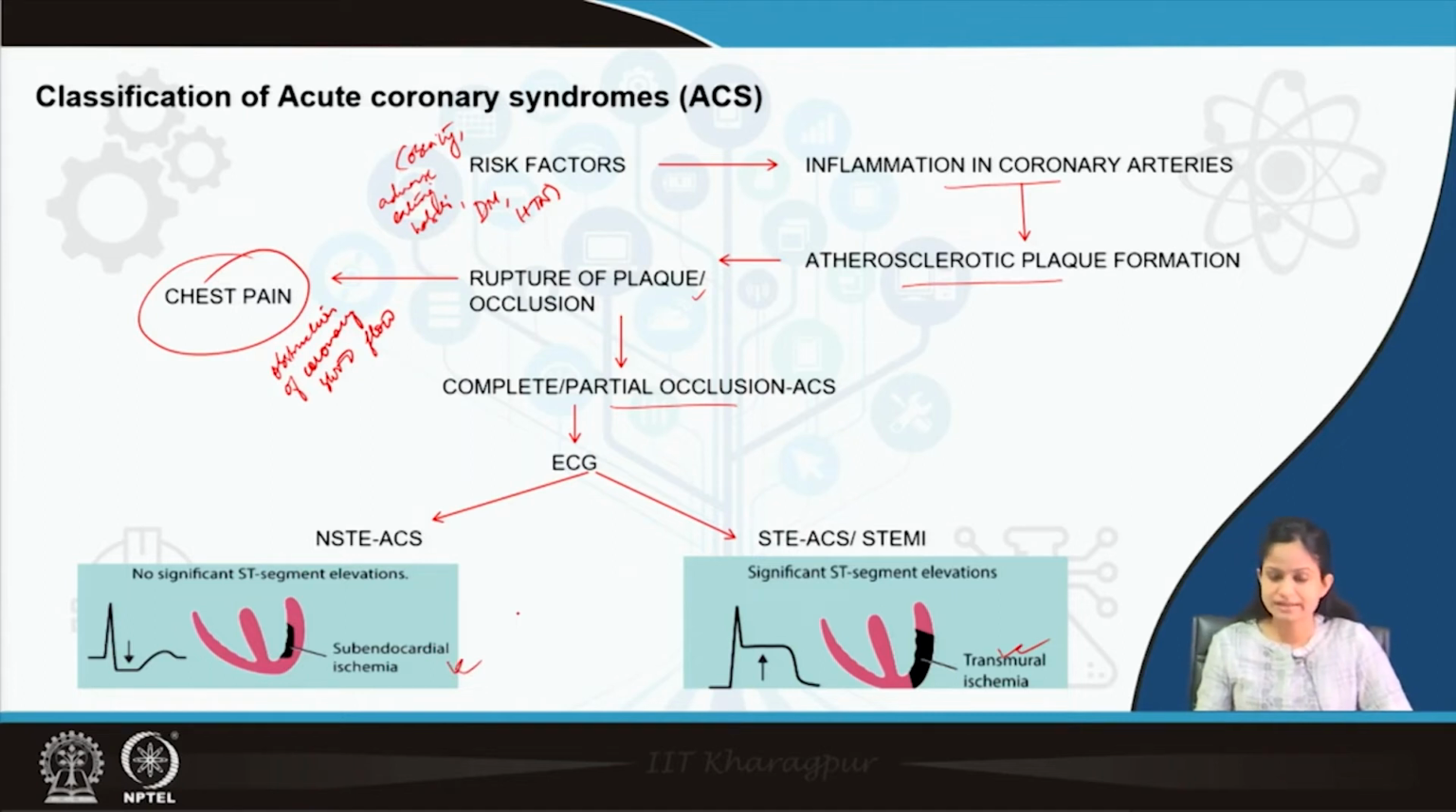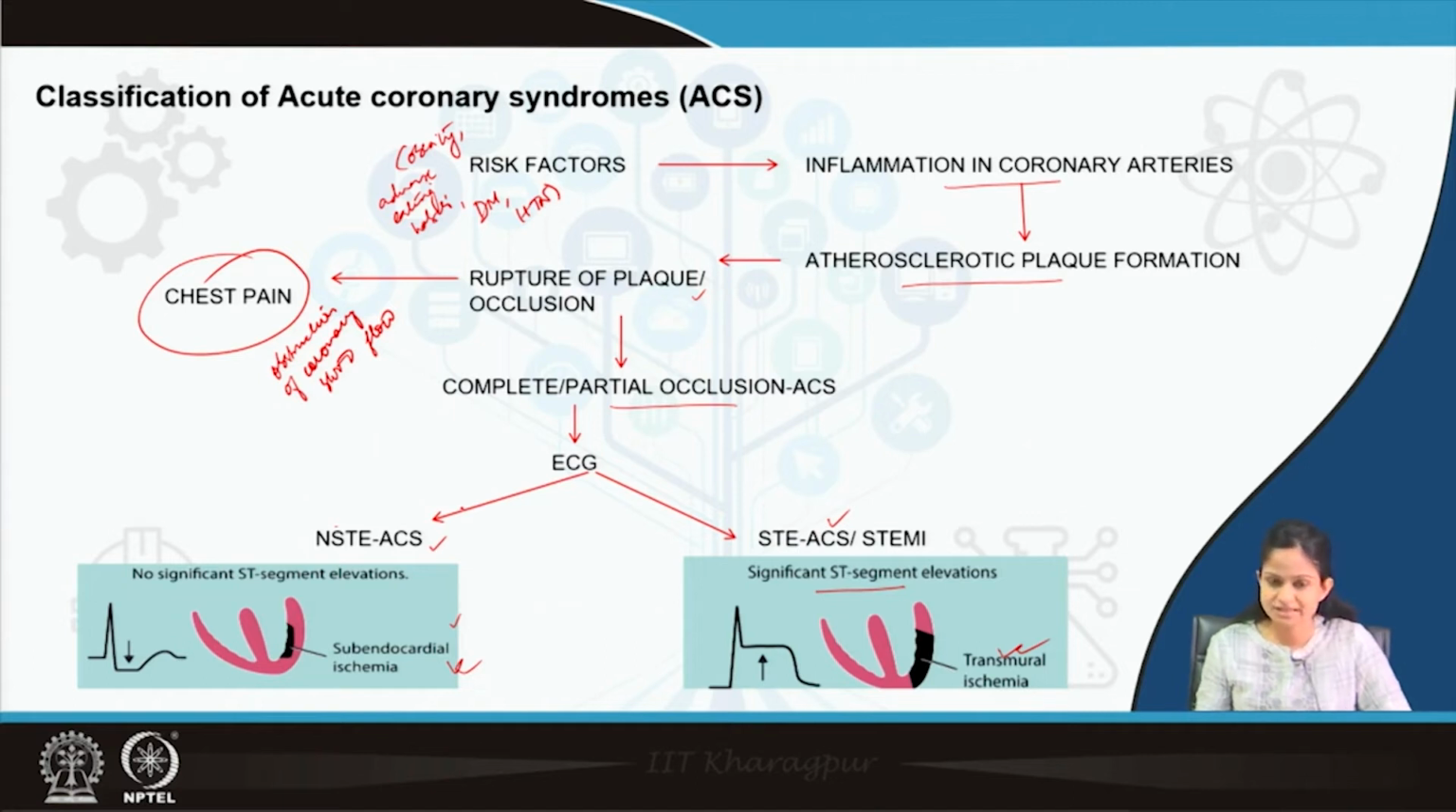Now, in transmural ischemia we generally get to see ST elevations in the ECG. We call it STE, that is ST elevation acute coronary syndrome, or STEMI, that is ST elevation myocardial infarction. If there are no significant ST elevations, but still there is chest pain, we usually call it non-ST elevation, or non-STEMI, that is ACS, acute coronary syndrome. That is the usual typical feature in cases of subendocardial ischemia.